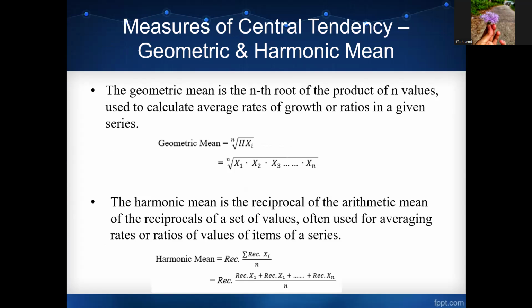Geometric mean is the nth root of the product of n values used to calculate average rates of growth or ratios in a given series. The most frequently used application of this average is in the determination of average percent of change. It's often used in the preparation of index numbers or when we deal in ratios. On the other hand, harmonic mean is the reciprocal of the arithmetic mean of the reciprocals of a set of values, often used for averaging rates or ratios of values of items of a series. Harmonic mean has limited application, particularly in cases where time and rate are involved. The harmonic mean gives largest weight to the smallest item and smallest weight to the largest item.